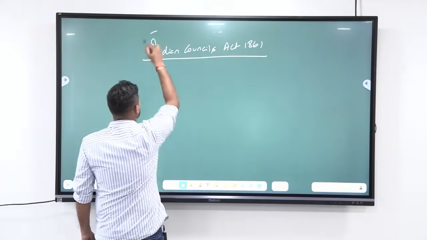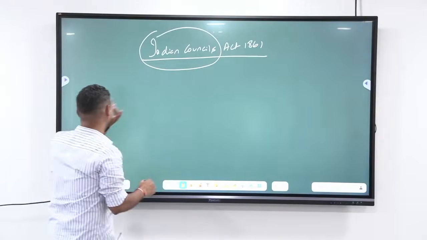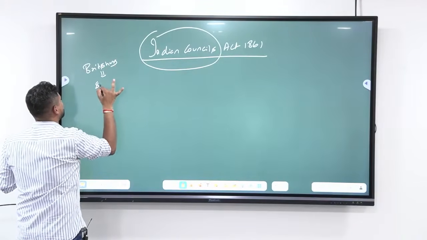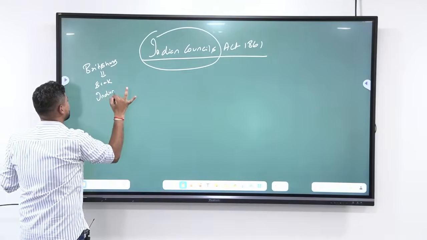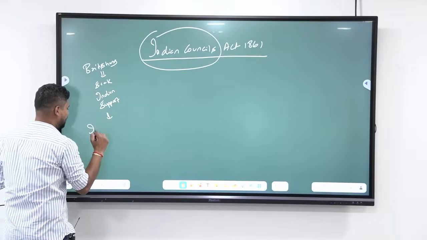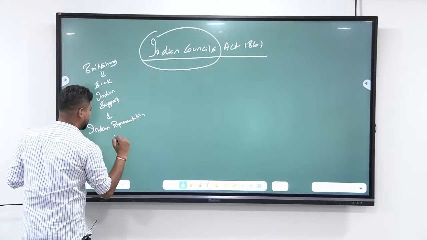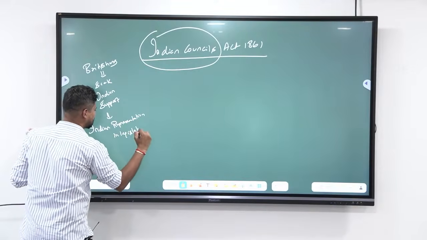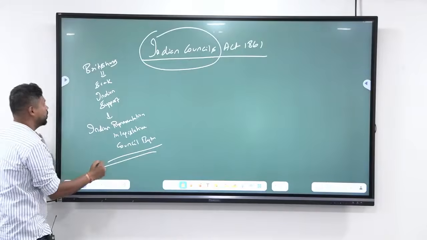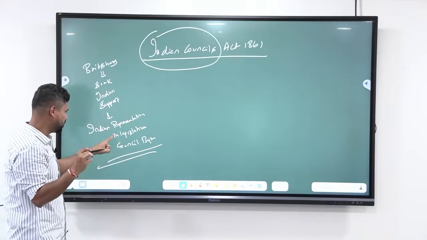Now look at this. Because the changes are made in the councils, it is mainly called Indian Councils Act 1861. But what is very, very important here is, now the Britishers seek Indian support. So what they do is, from this act, Indian representation in the Legislative Council begins. Okay, that is a very, very important provision of the Indian Councils Act 1861. So Indian representation in the Legislative Council begins.